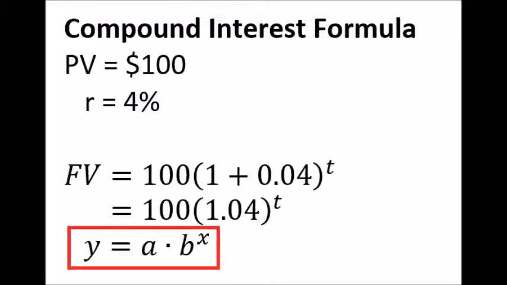You may have noticed this looks awfully similar to y equals a times b to the x. This is the general form of an exponential function, as seen in previous lessons. In this case, our scale factor a is 100 and the base b is 1.04. Of course, the independent variable is x instead of t. This implies that money in the bank grows exponentially under compound interest.